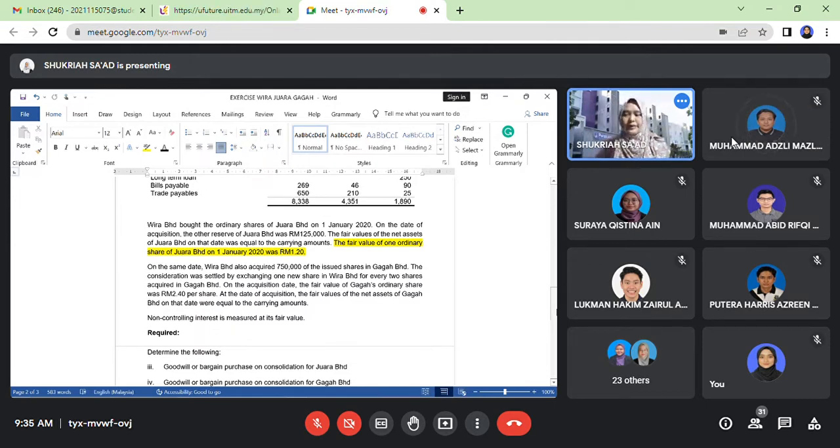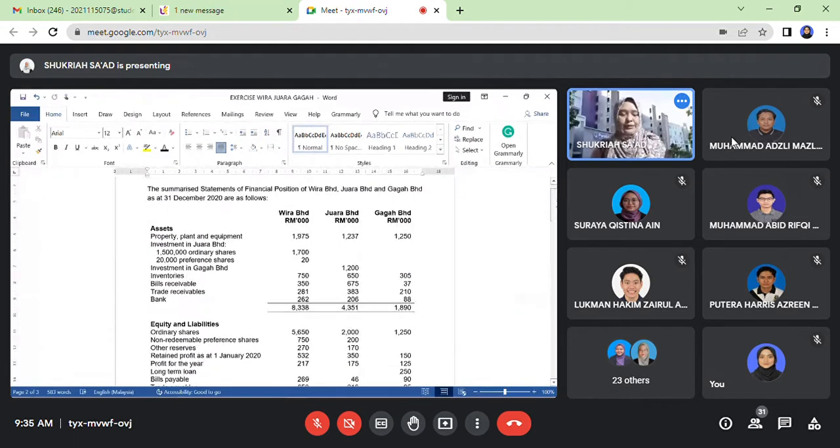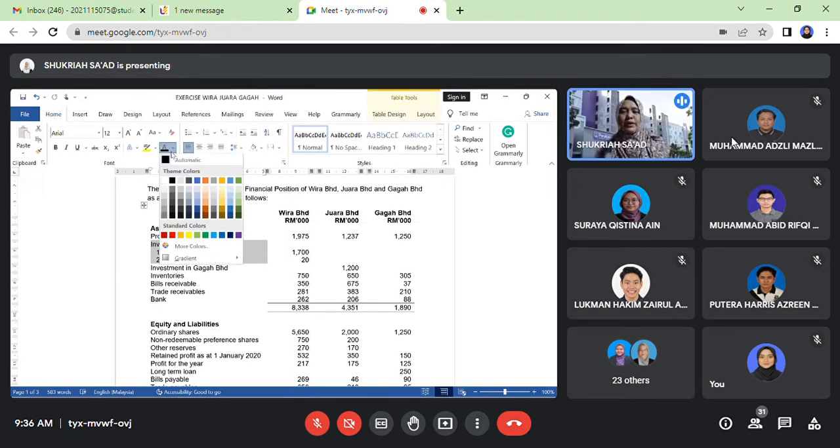Dah. Okay. Let's go back to question number 1. Alright, so you have been given the financial position for WIRA, Juara and Gagah, which ended 31st December 2020. Okay, so a part of the information, I highlight this one.